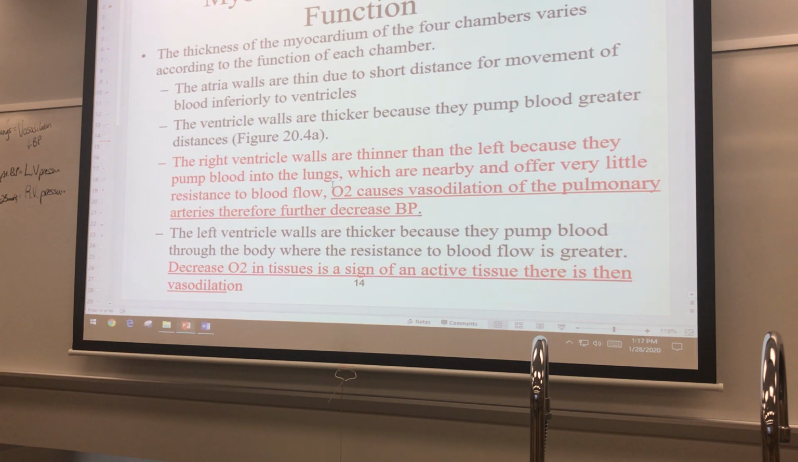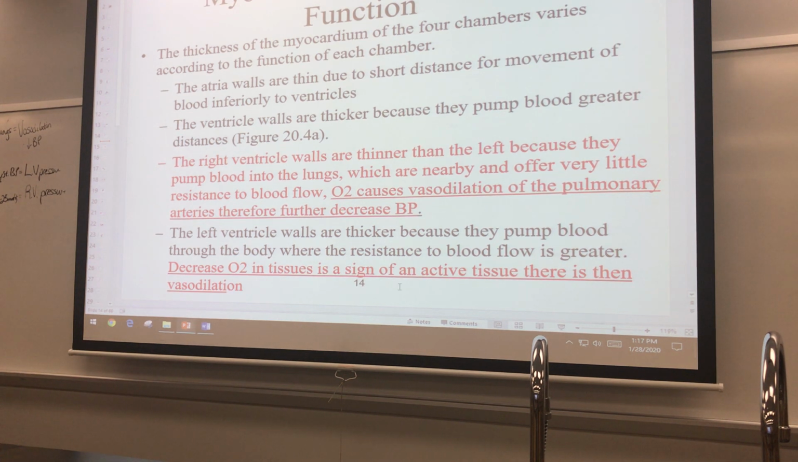Because the lungs are full of oxygen, you have vasodilation of the pulmonary artery. You vasodilate the pulmonary artery, that means your artery is larger. And what happens then is it takes less pressure to push blood through that area. That's why the right ventricle is so thin.